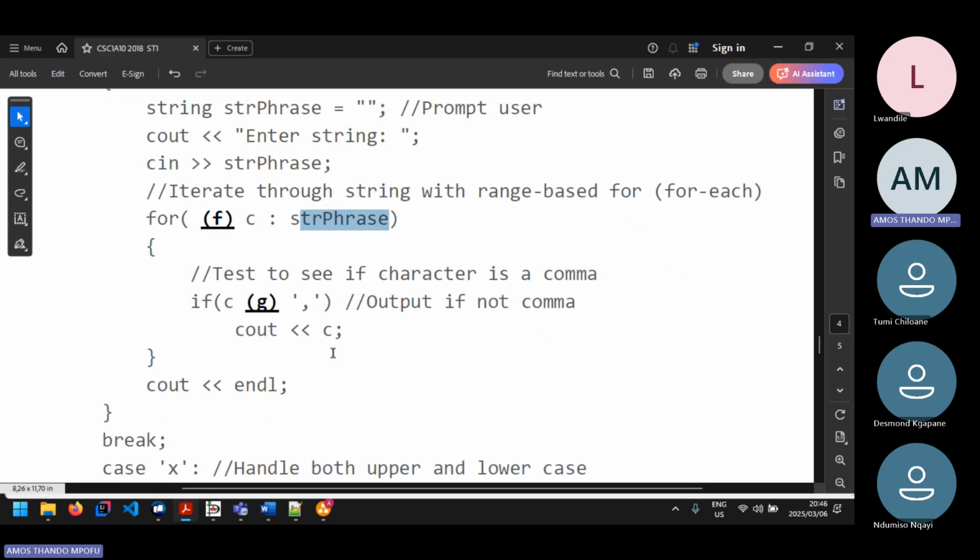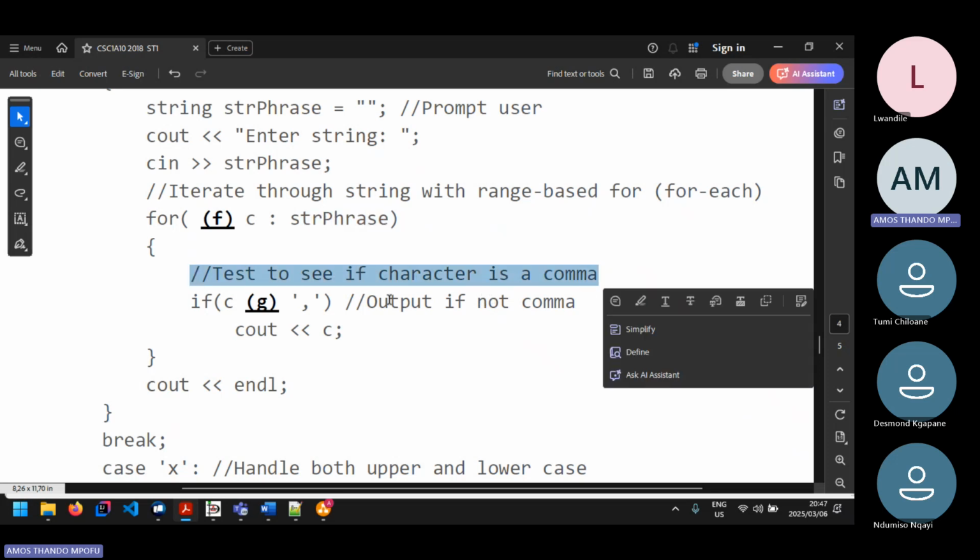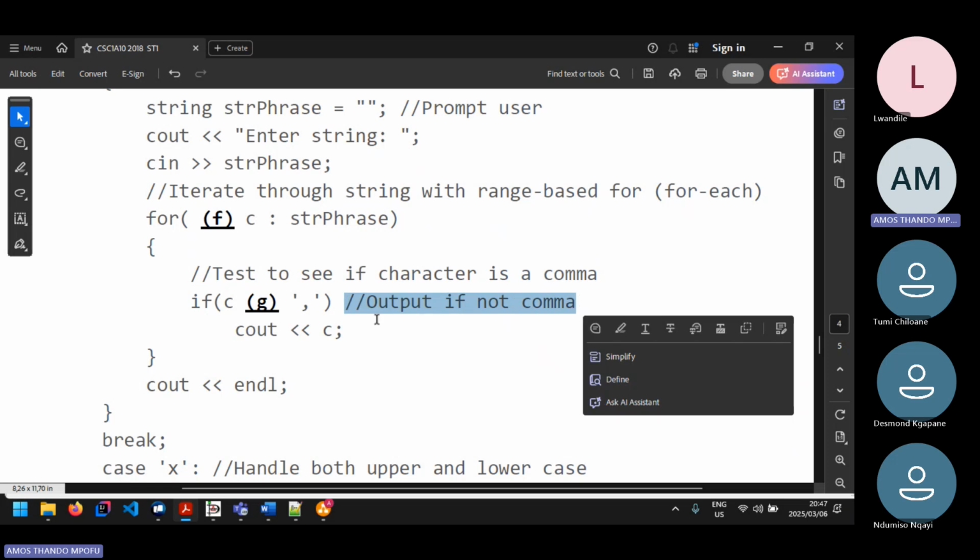So that's char. And then test to see if the character is a comma, right? And then output if it's not a comma. Sometimes reading these comments, they help guide you. They said we should output that character as long as it's not a comma. So how do we output something that's not a comma? We can just say it's not equals to that thing that we're looking for, because they said not a comma.